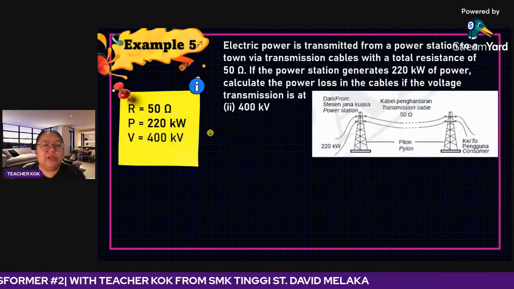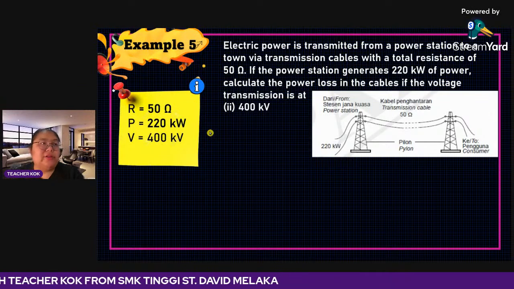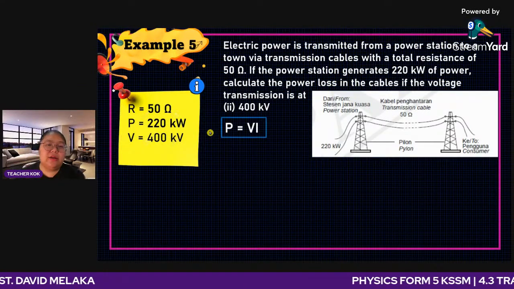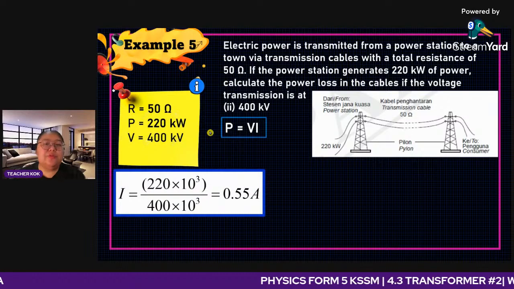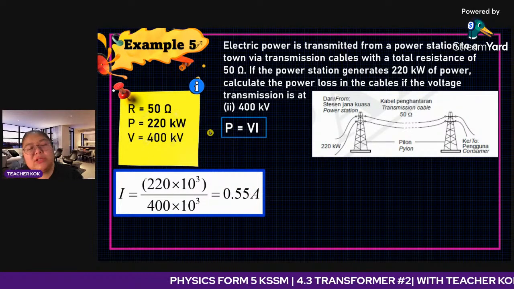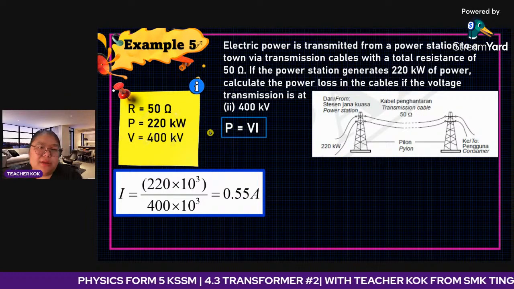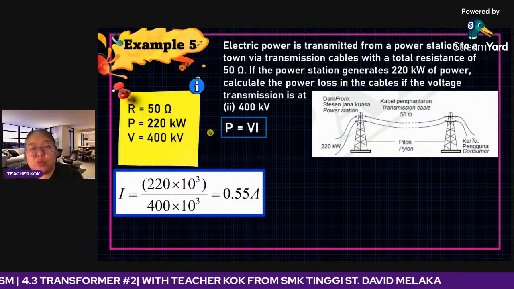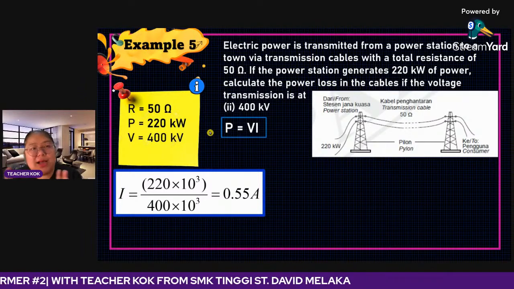So from here, we just want to find the current. We still need to find the current. So the power P equals VI, so we find the current. Current is only 0.55 ampere. Just now at 11 kilovolt, they already got 20 ampere. 20 ampere is high already.